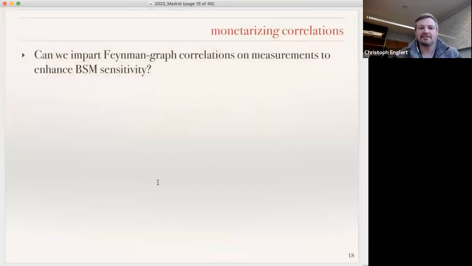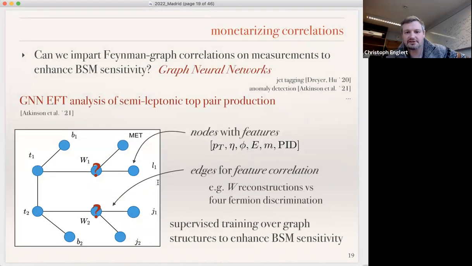And what I mean with that is, can we actually impart a Feynman graph type of correlation onto the definition of observables and then onto the measurement itself to enhance BSM sensitivity? And a technique to do that, or a set of methods to do that, goes under the headline of graph neural networks, and those have been used in various guises in different areas of particle physics, I would say probably since 2018, as classifier problems.